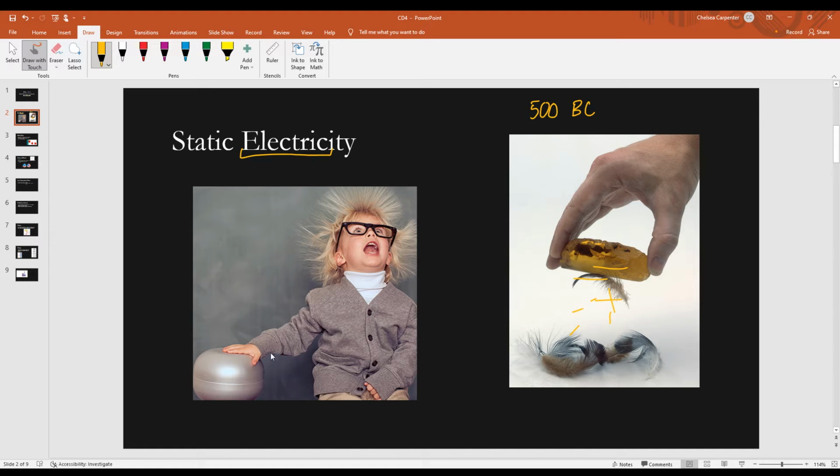And in this picture here, you see a little guy with his hand on a Van der Graaf generator, which is a common physics demonstration. It generates static electricity, and his hair is spreading around because he's got an excess of charge building up and causing his hairs to repel each other.